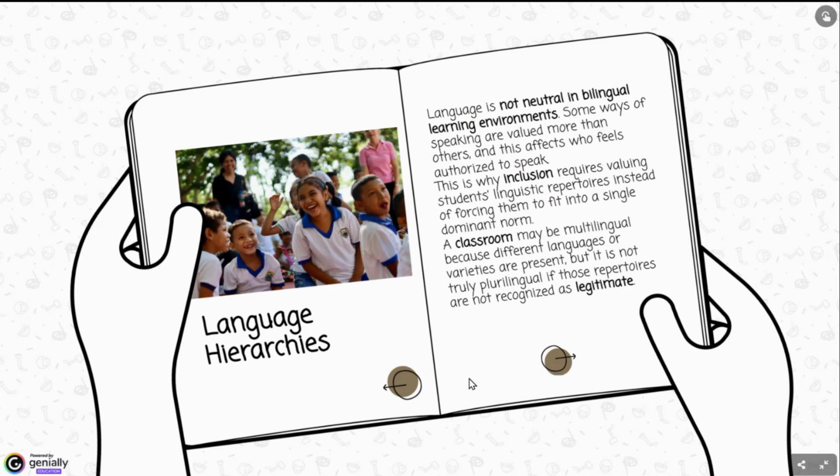Finally, language is not neutral in bilingual learning environments. Some ways of speaking are valued more than others, as we said before, and this may affect who feels authorized to speak. This is why inclusion requires valuing students' linguistic repertoires, instead of forcing them to fit into a single dominant norm.